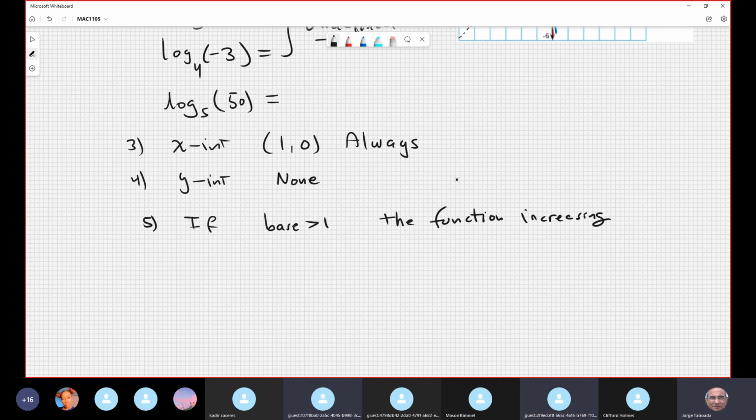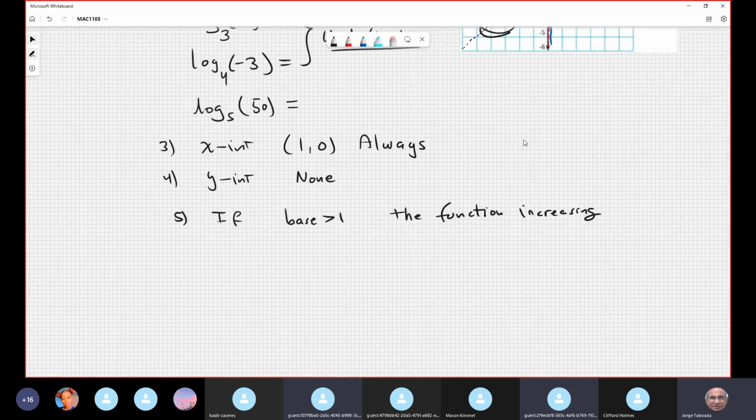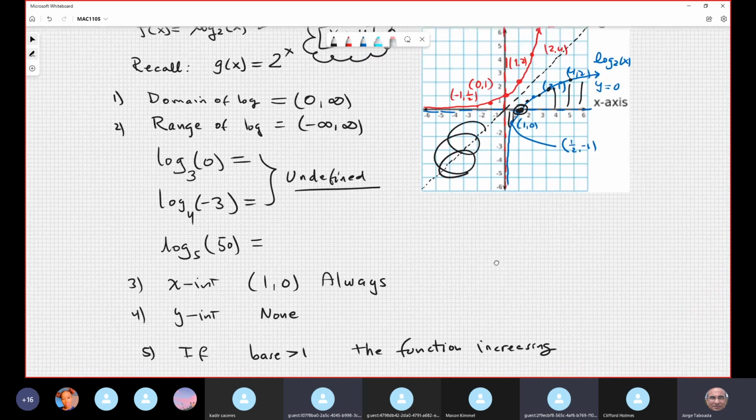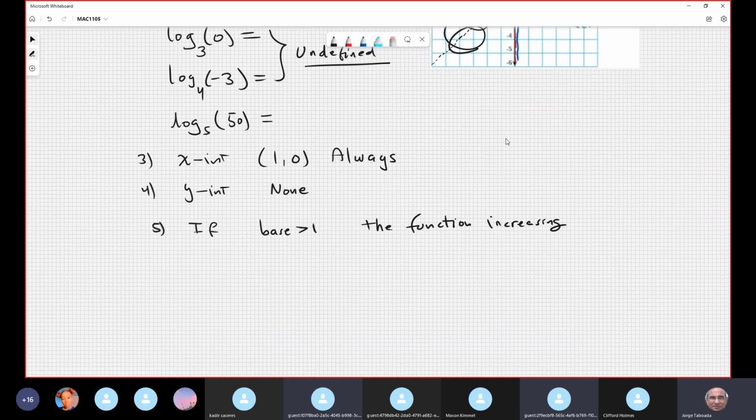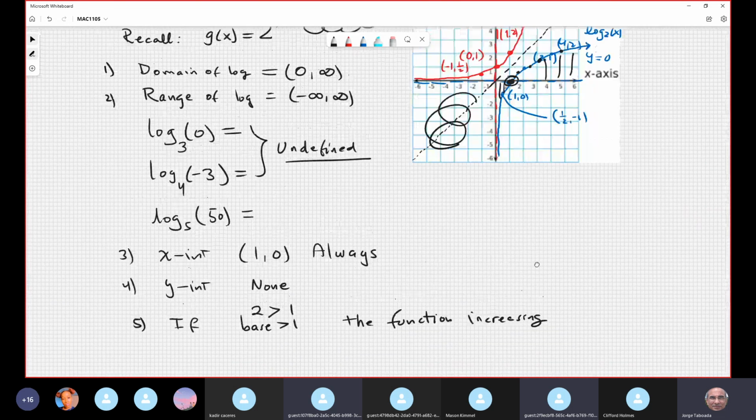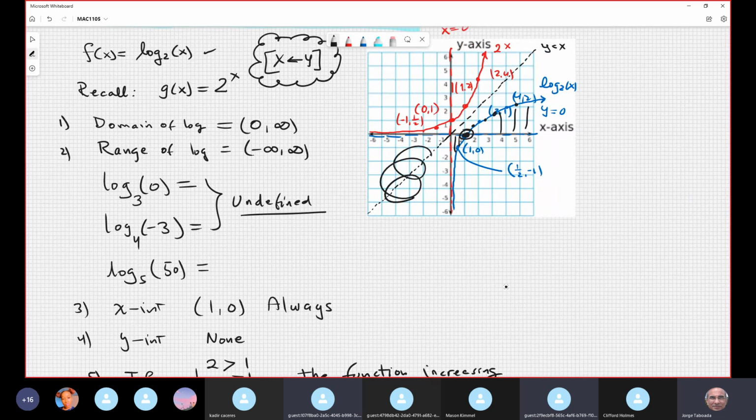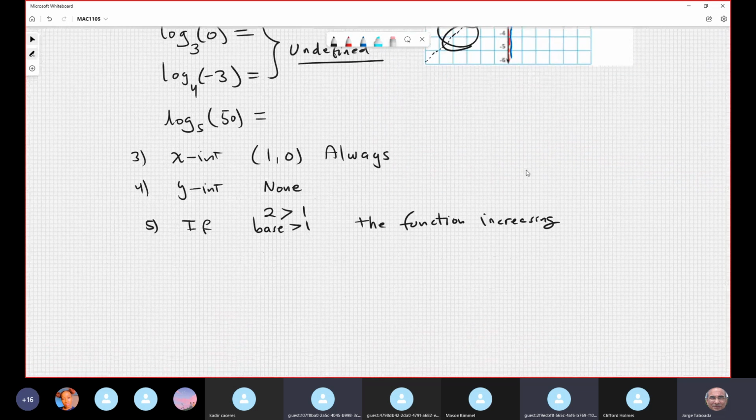In this example we are doing now, the base is 2, so 2 is greater than 1, and the function is increasing. Remember the fantastic way to interpret that the function is increasing: you travel on the curve with the roller coaster car. As the car goes up, it's obviously increasing. It never goes down.